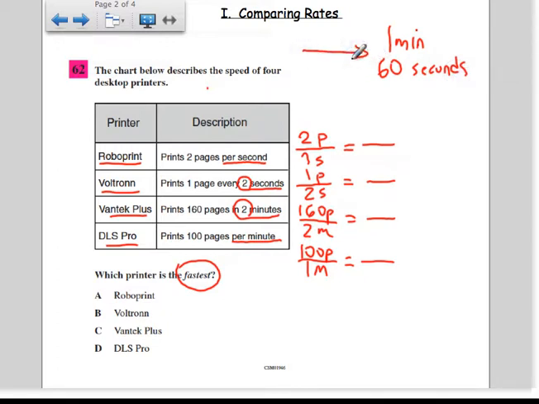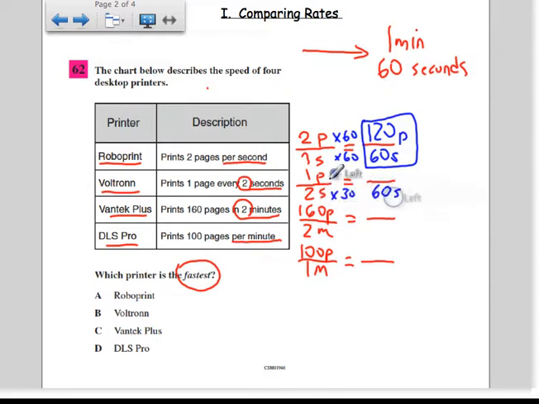So, RoboPrint. If it's 2 pages in 1 second, if I multiply by 60, that's going to be 120 pages in 60 seconds, or 120 pages per minute. That's pretty fast. Next, Voltron. 1 page in 2 seconds. If I multiply by 30, that'll get 60 seconds. So I need to multiply by 30 in my numerator. And this printer looks slower. It prints 30 pages in 60 seconds.